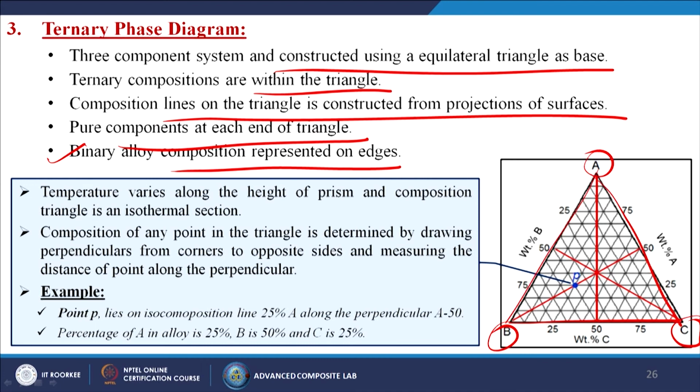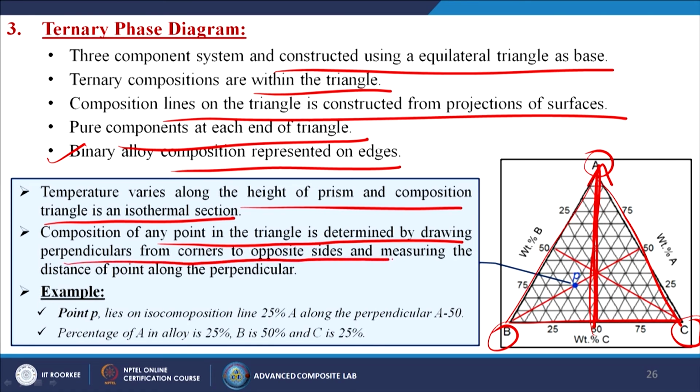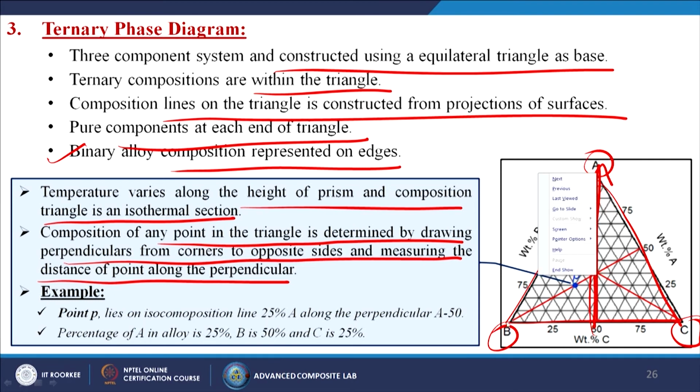Okay. Temperature varies along this line. Height of the prism and composition triangle is an isothermal section. Composition of any point in the triangle is determined by drawing the perpendiculars from corners to the opposite side and measuring the distance of the point along the perpendicular. So from each corner we are drawing a perpendicular line and then we are calculating. Say suppose we are going to calculate for this point.